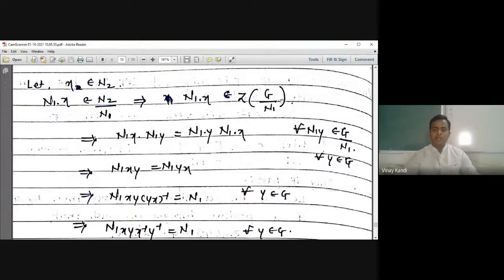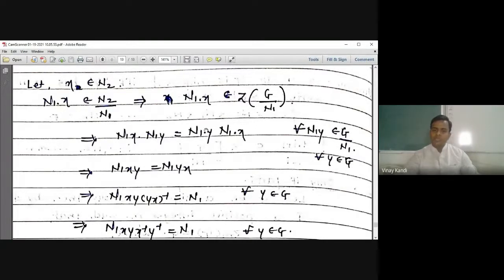So, but this element has gone into the center. What does it mean that it has gone into the center? This N1 of X commutes with every element of the factor group G upon N1. But every element of G upon N1 is in which form? N1 into Y, where Y belongs to G. Okay, so every element of G upon N1 is in the form of N1Y.